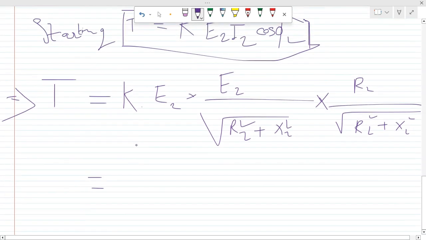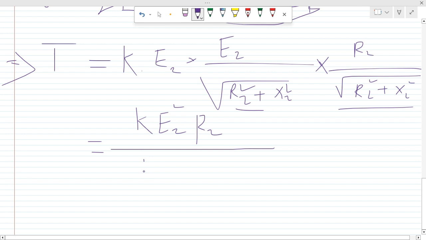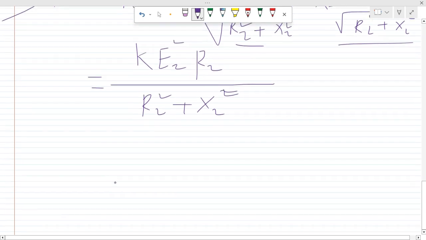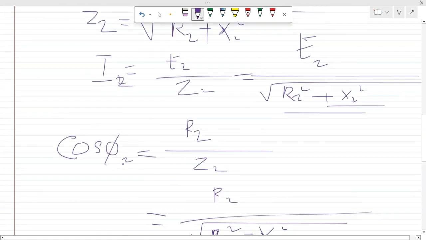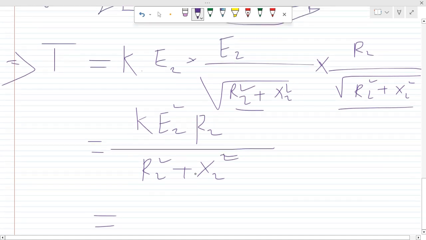Now T is equal to, what I can write, K E2 into E2 square. Okay, R2 as it is, whole divided by the same terms, and it is having a square, so I can write it R2 square plus X2 square. If you have any difficulty while I am going through this derivation, you can write in the comment section, I will answer that. So this is the value we get.